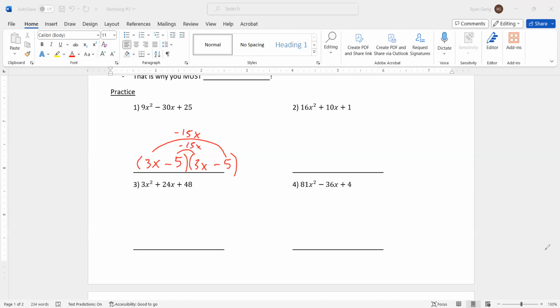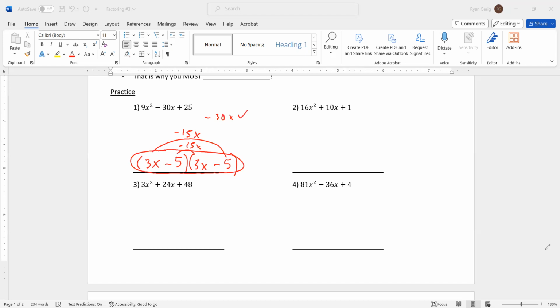I don't need to check the first terms and the last terms because we got those by taking the square root. We know that those give me 9x squared, and we know that -5 times -5 gives me 25. Well, -15 plus -15 is -30x. Is that what we wanted in the middle? Yes, it is. So that is my answer. So right there, 3x minus 5 times 3x minus 5 is my answer.